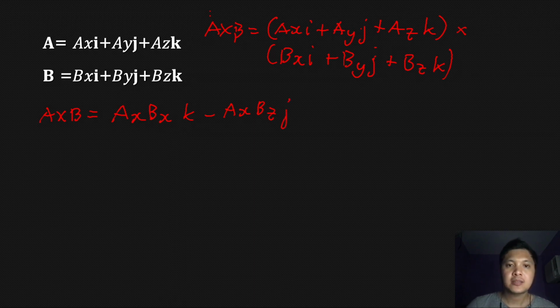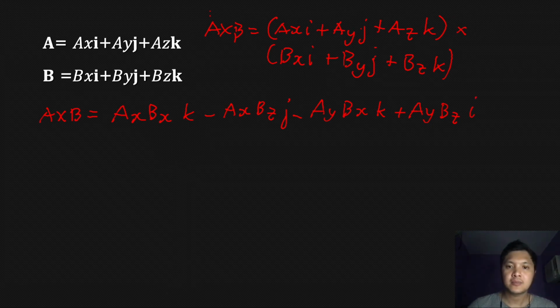Okay, next is AYJ cross BXI. So J cross I is negative K. So that's negative AY BX K. Okay, next is J cross J, which is 0, so we don't have to write that. And then AYJ and then BZK. So J cross K is positive I. So that's AY BZ I.